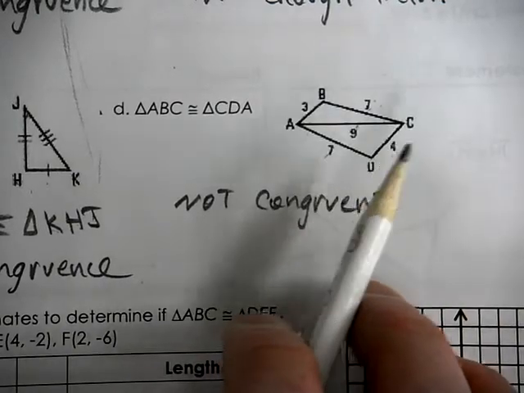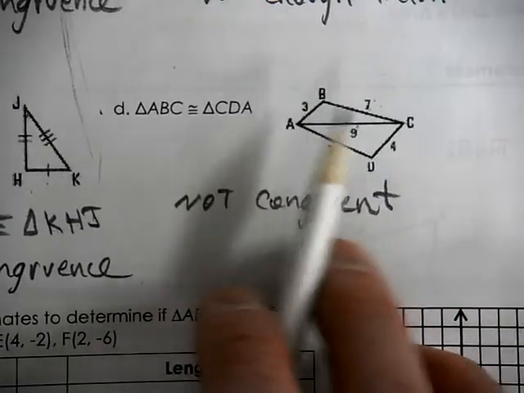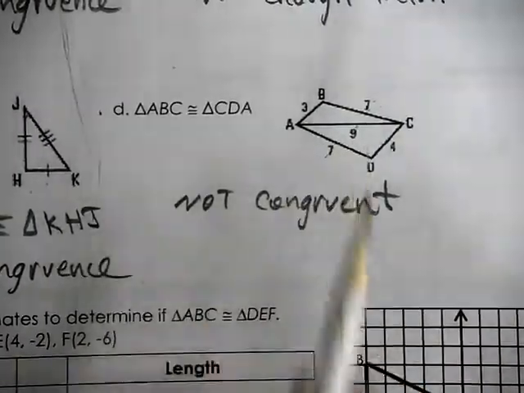This perimeter is 4, 7, 9. This perimeter is 3, 7, 9. They're different. So they cannot be congruent.